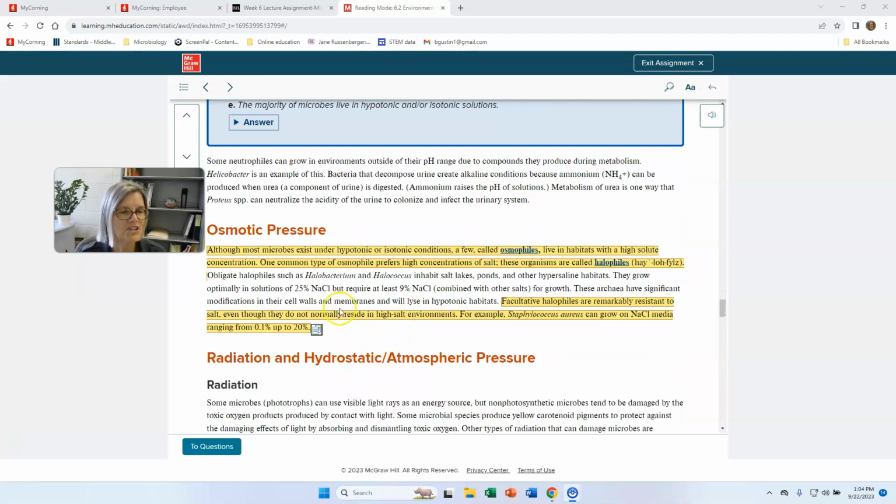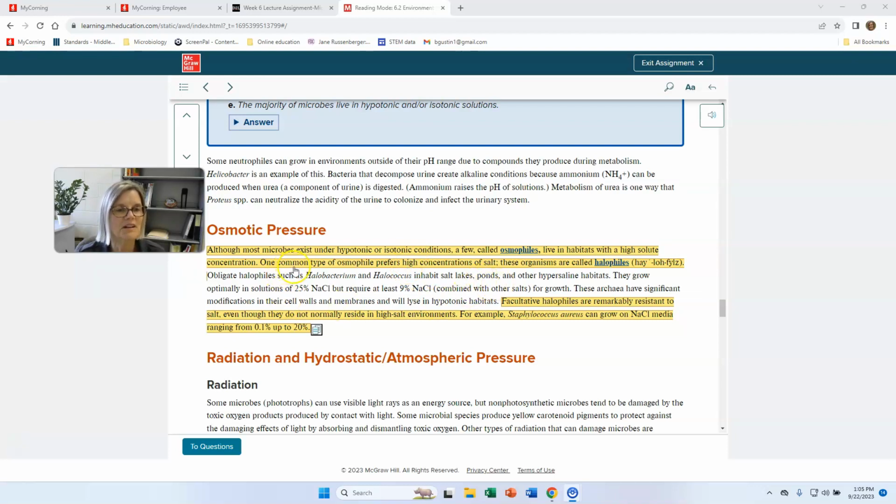Another environmental condition to consider is osmotic pressure. Now, we talked about osmosis, and we said that most living organisms can live in a hypotonic or an isotonic environment, especially, well, if you have a cell wall, most microorganisms can live in a hypotonic or isotonic environment. But there are organisms that can live in hypertonic environments. There's always an exception in the microbial world.